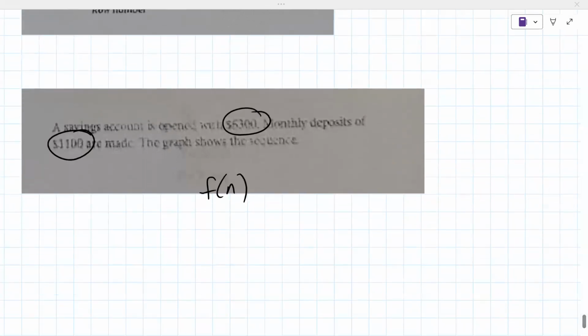If you go to the next page, there is a graph and they do it kind of different because they do it in terms of hundreds, so they end up going 63 plus 11n. That's pretty much what we put, but more realistic.